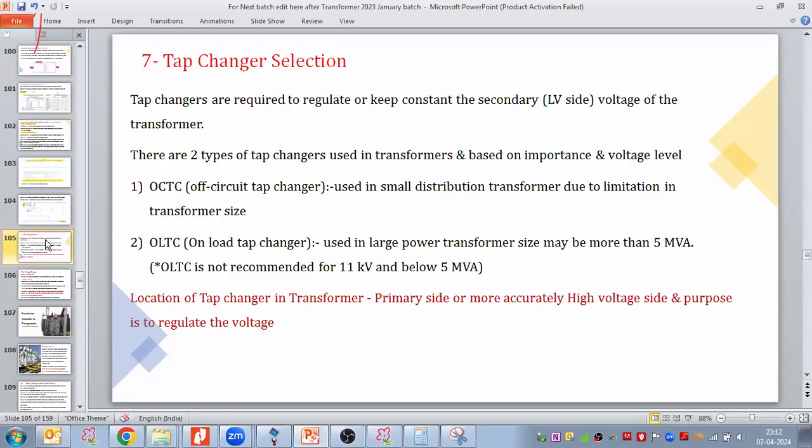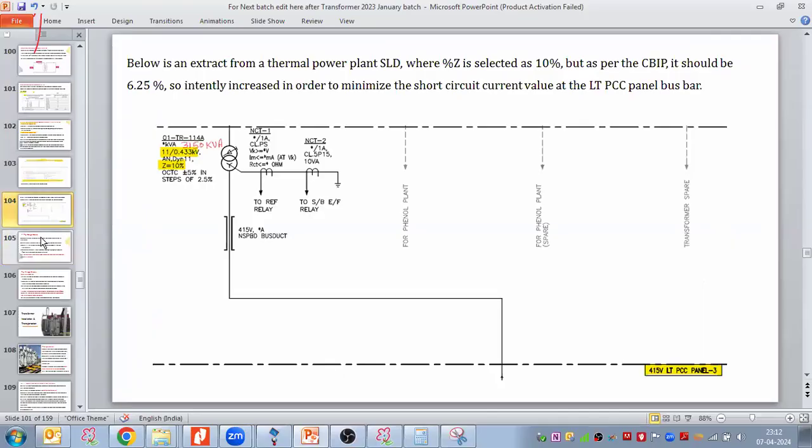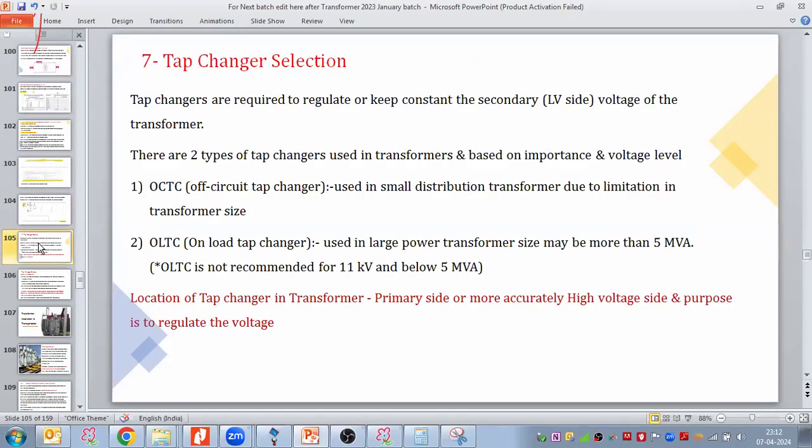So now moving to the next parameter in the transformer, which is the tap changer selection. I hope I'm clear with the percentage impedance, which sometimes we alter as well. We have two types of tap changers. Let us see first of all why the tap changers are required and where they are located.